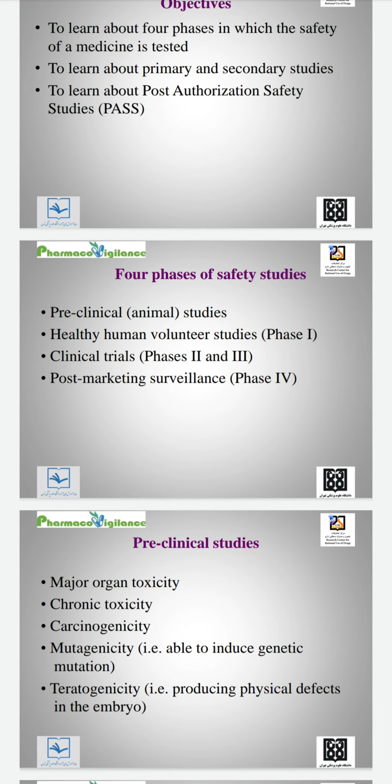trials, phase 2 and phase 3, and post-marketing surveillance, phase 4. These are the four phases of safety study. Preclinical; phase 1, the healthy human volunteer study; phase 2 and 3, the clinical trials; and phase 4 is the post-marketing surveillance. These are the four phases of the safety studies.